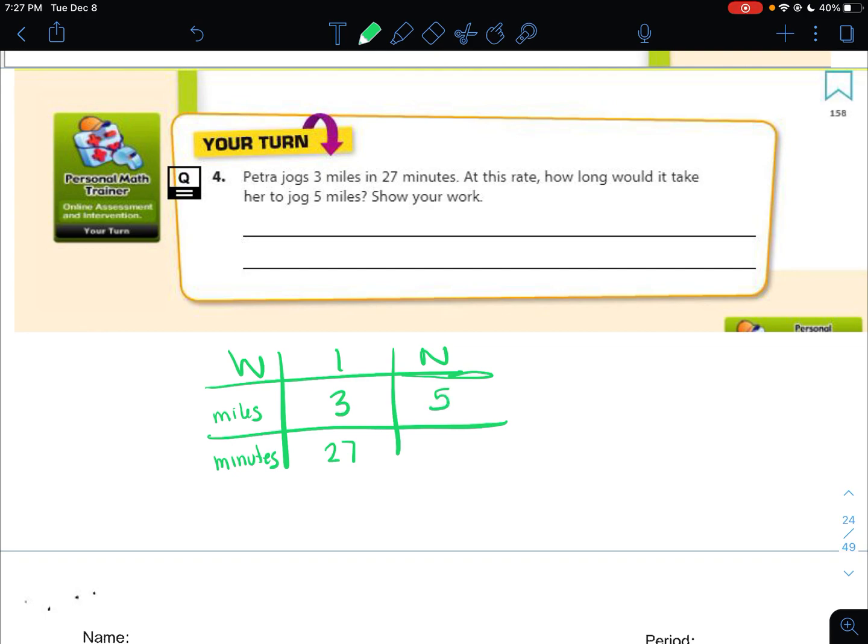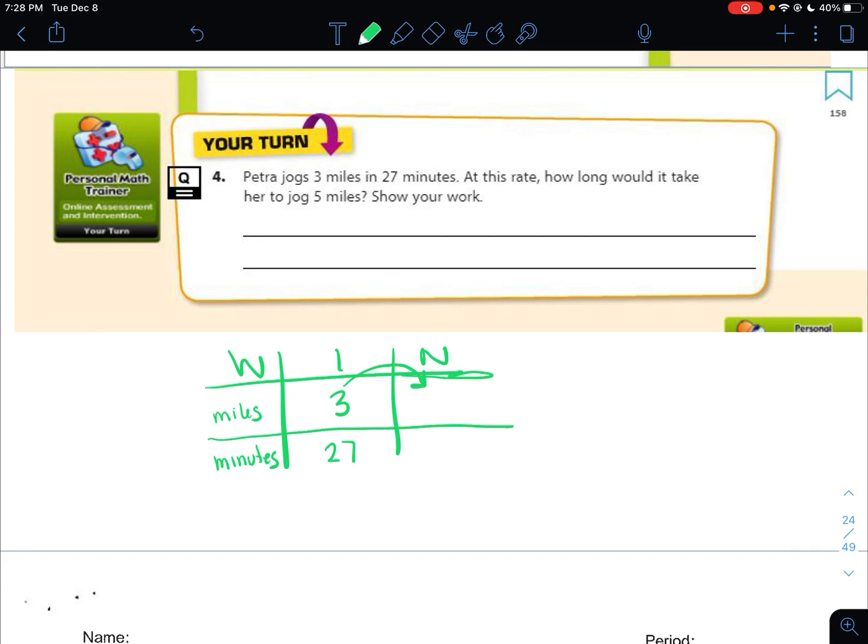So if I plug 5 into the miles right there, something weird happens. I need to figure out how to get from 3 to 5. Well, 3 doesn't equally go into 5. So I don't like that. So this is where the unit rate comes in handy. If it doesn't go in evenly, don't do it. I suggest you find the unit rate.